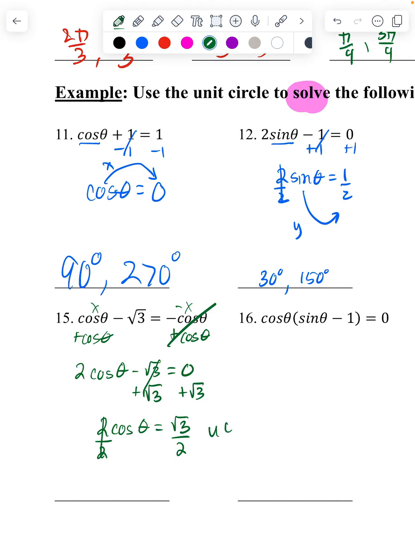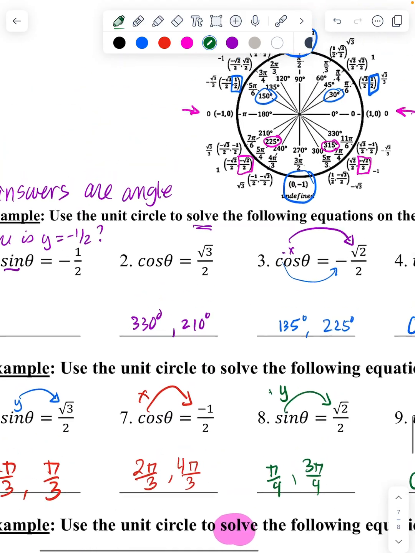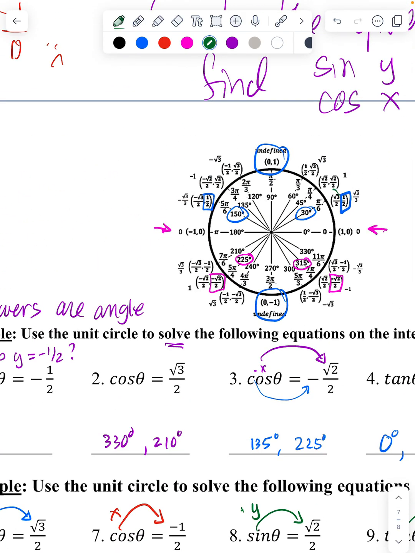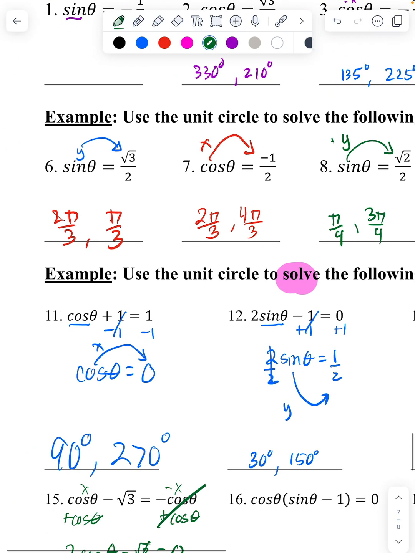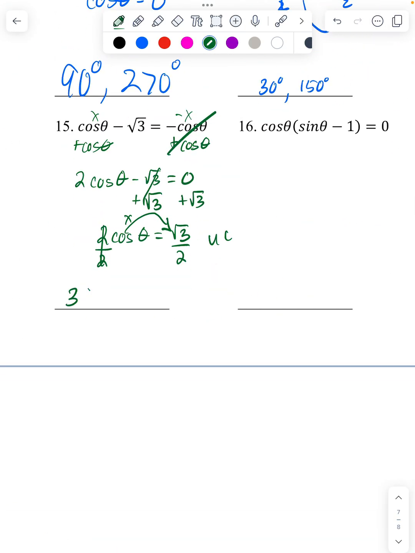Now I go to the unit circle and I say, where is x, which is cosine, √3/2? And x is √3/2 here and here, which is at 30 and 330. So the solutions to this are 30 and 330.